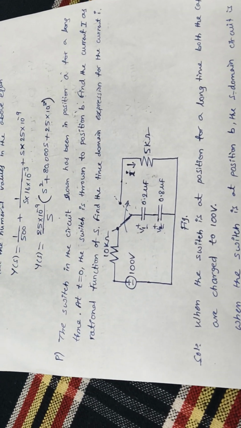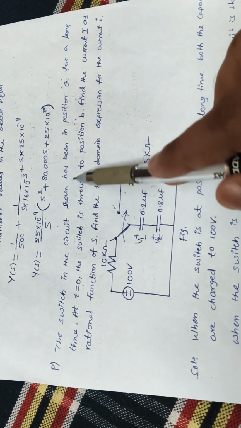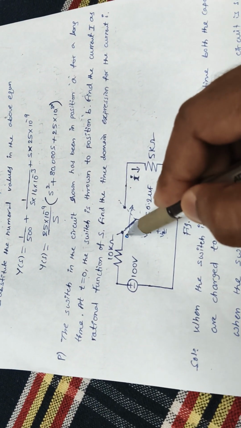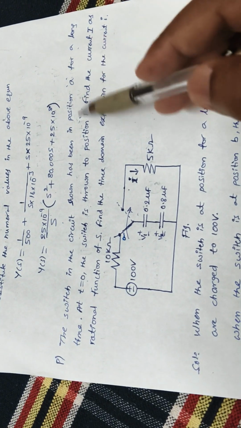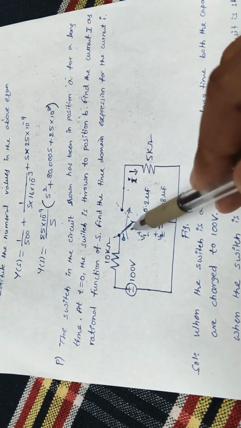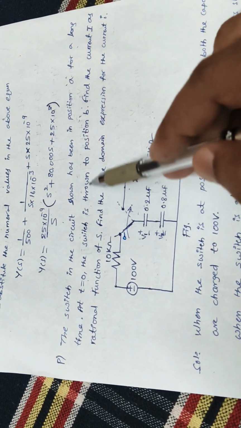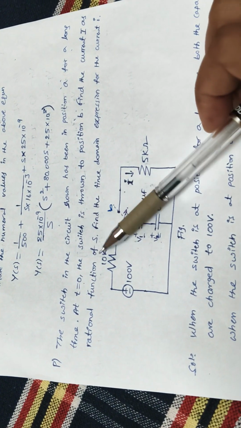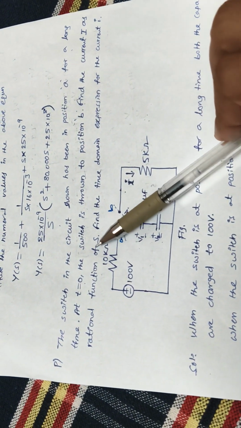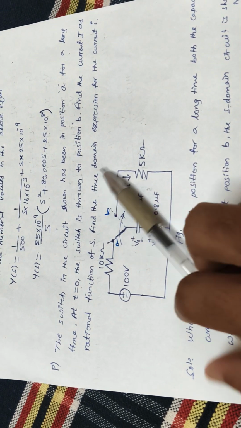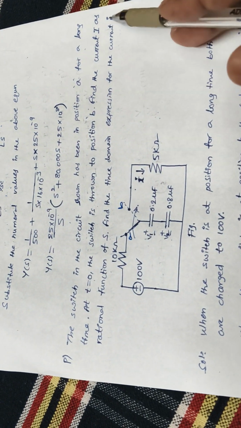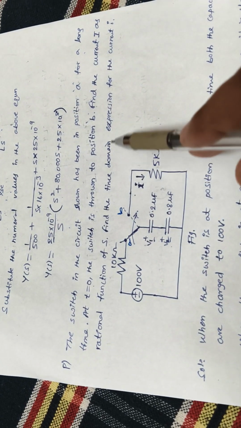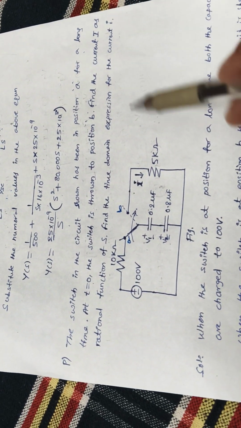So the next problem, if you see, the switch in the circuit shown has been in position A for a long time. Let's take this is your position A. At t equal to 0, the switch is thrown to the position B. This is your position B. Like this, earlier the switch was there, now it is moved to the position B. Find the current I as a rational function of s. Find the time domain expression for the current I.